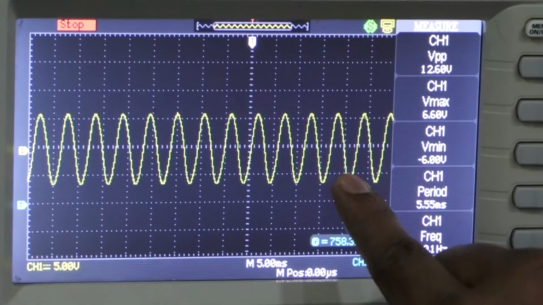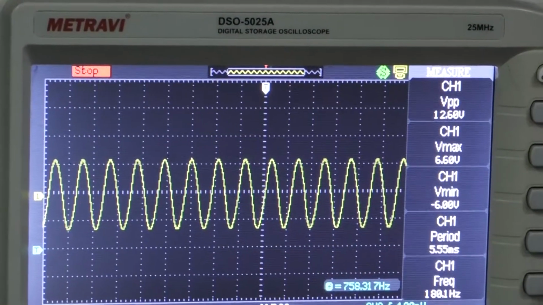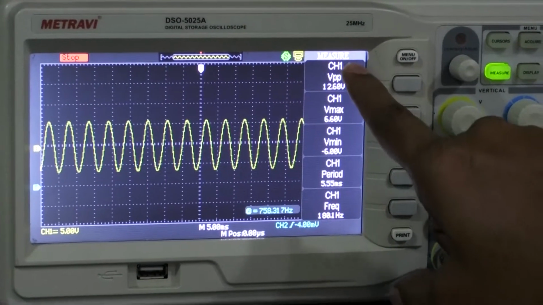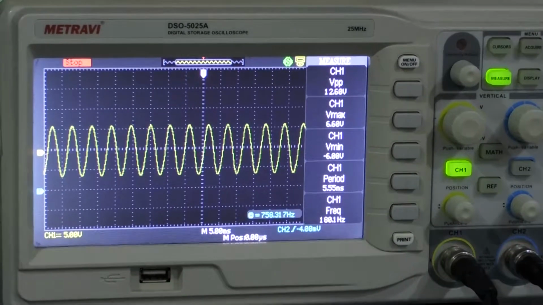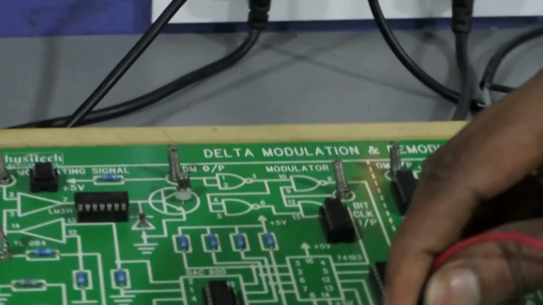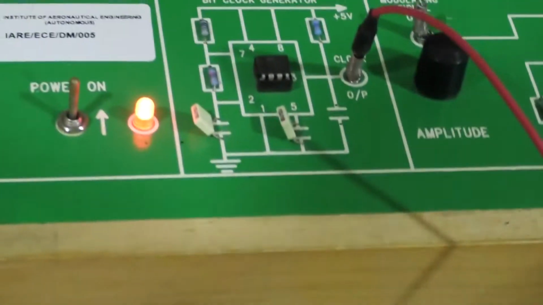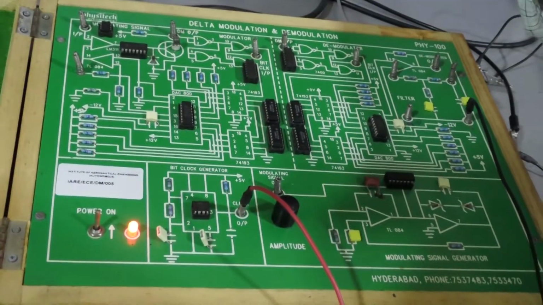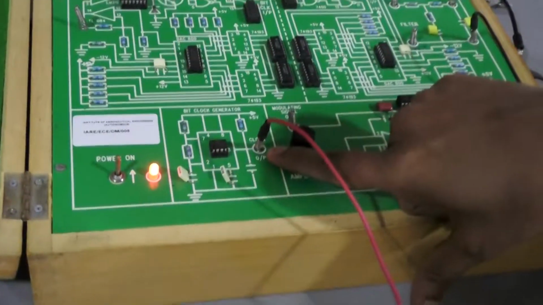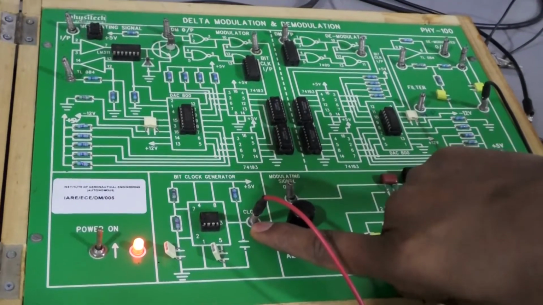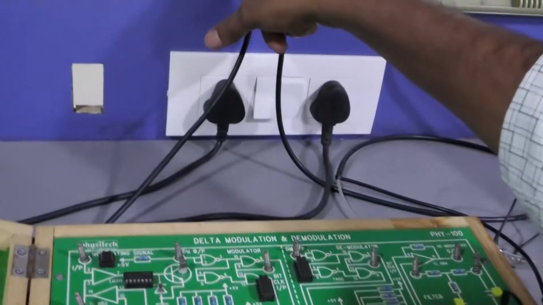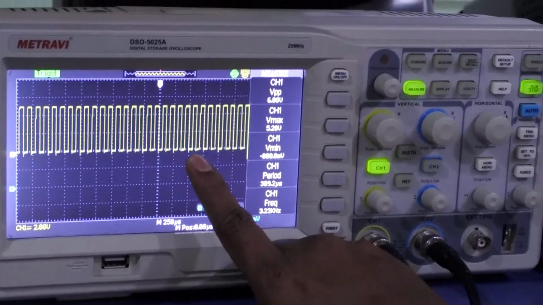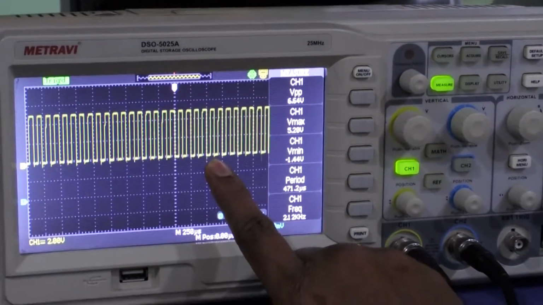After generating this, we have to calculate the values by using the measure option. You have to note down the input signal values, amplitude and frequency. Next we are going for the clock signal. See here, this is the clock generator. From this clock generator output knob, I am connecting channel 1 to the DSO. Now let us see, this is the clock signal. In terms of clock, it means the carrier signal.